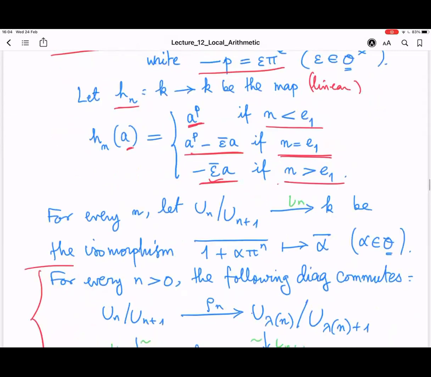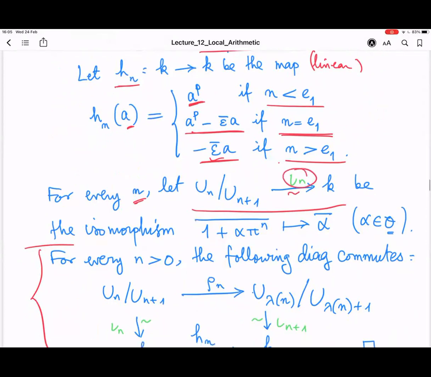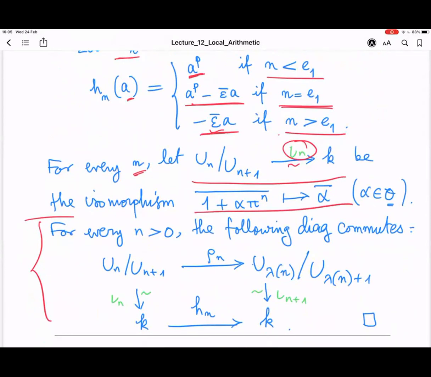And of course, for every n, we have this bijection from Un modulo Un plus 1 to k. Let's call it iota n. And explicitly, it's this bijection: the image of 1 plus alpha pi to the n bar is alpha bar.